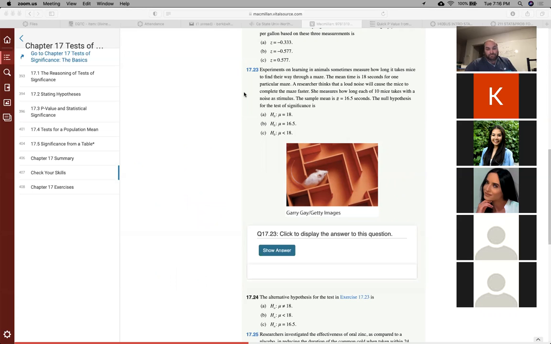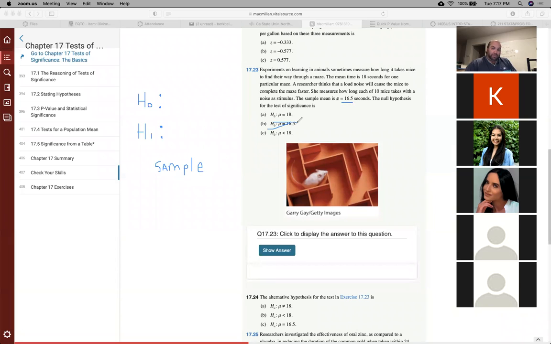So there's always a null hypothesis, and there's always an alternative hypothesis. The sample is taken after you've set up your hypotheses. 16.5 comes from the sample.